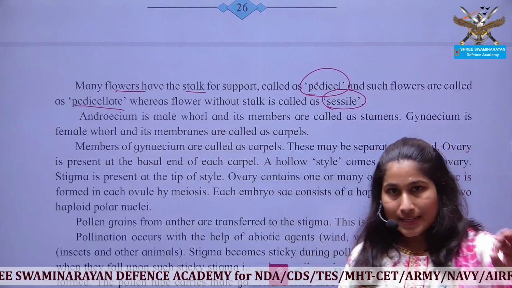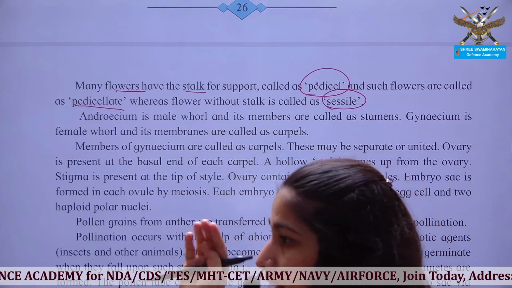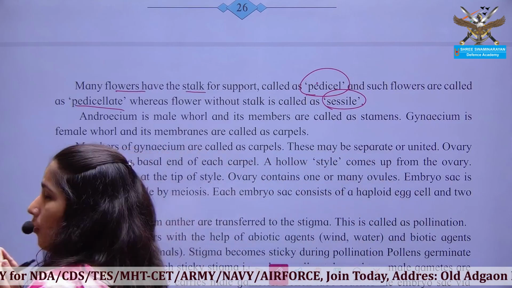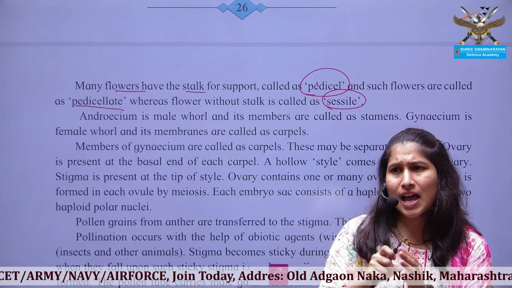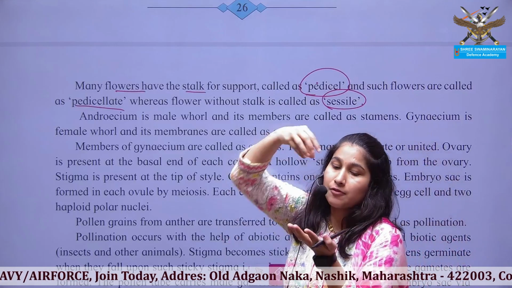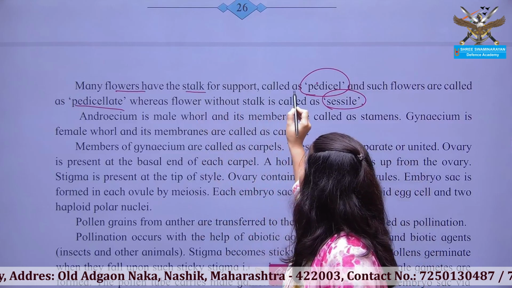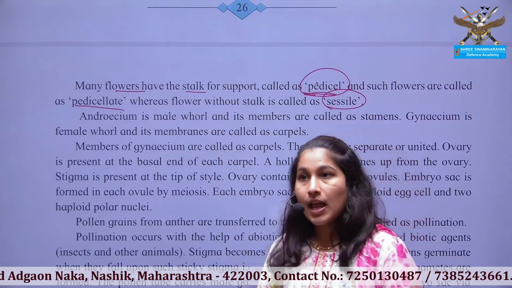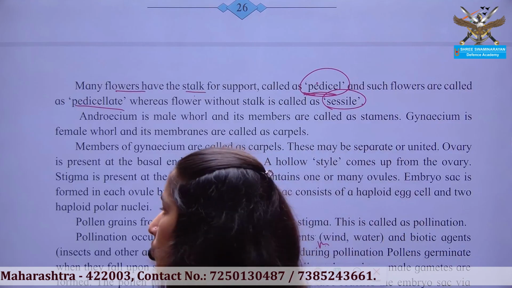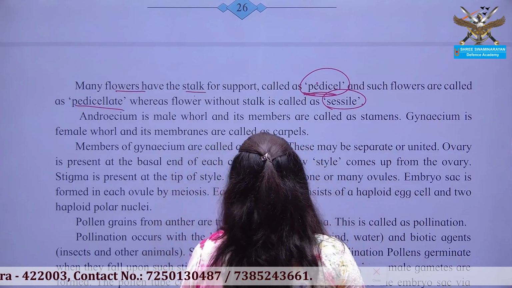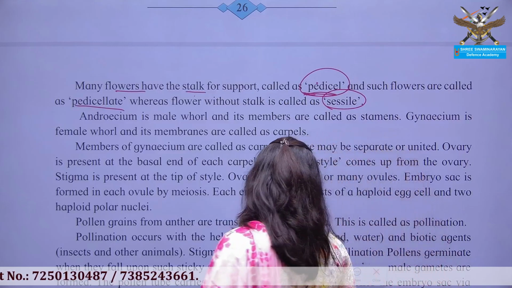Okay, simply just remember that the flower should have some base so that it can attach to the stem of the plant, right? If that stem is having some stalk-like structure on which the flower is placed, such a stalk is known as your pedicel, and the flower which has the pedicel is known as a pedicellate flower, and the flower without the stalk or without the pedicel is known as a sessile flower.